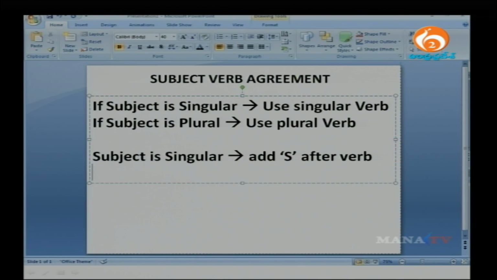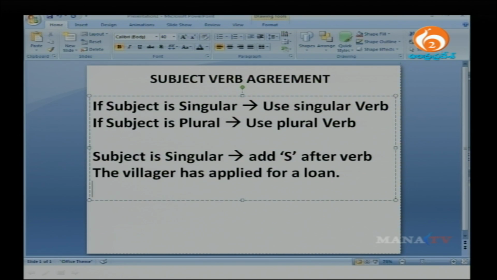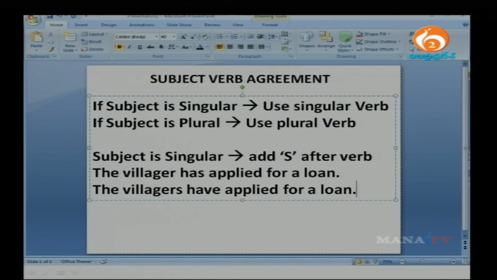Likewise, the villager has applied for a loan. Now, villager is singular, so I will add an S at the end of the verb. If I change this to villagers, then I will drop the S. I will say the villagers have applied for a loan. Okay. So, remember this, if your subject is singular, add an S at the end of the verb. All right.